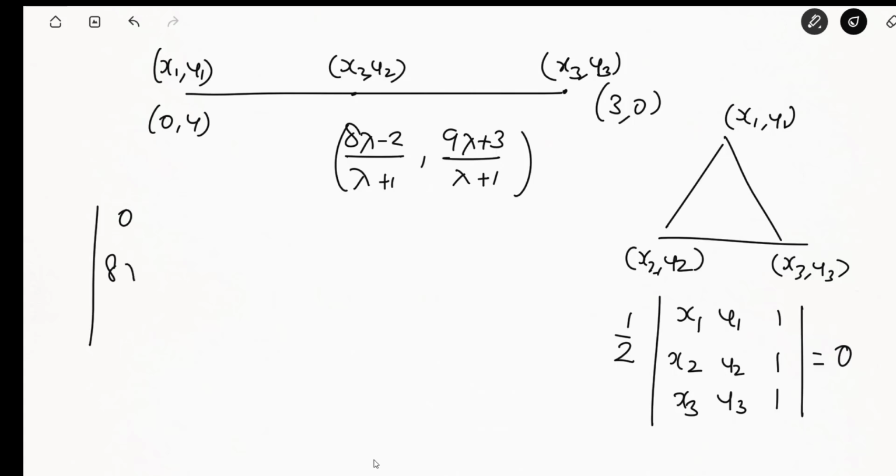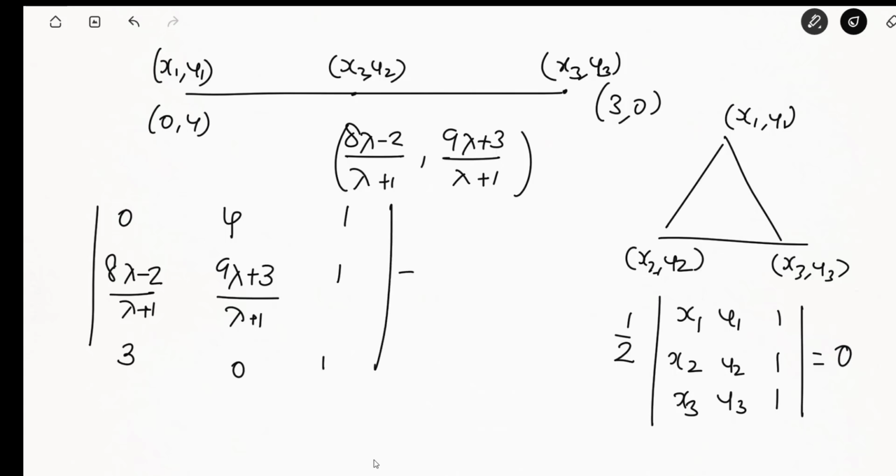0, 8 lambda minus 2 over lambda plus 1, and 3, 4, 9 lambda plus 3 over lambda plus 1, and 0. This will be 1, 1, 1 equals 0, and find the value of lambda. You can multiply lambda plus 1 here, this will become lambda plus 1. Let's try to solve this.